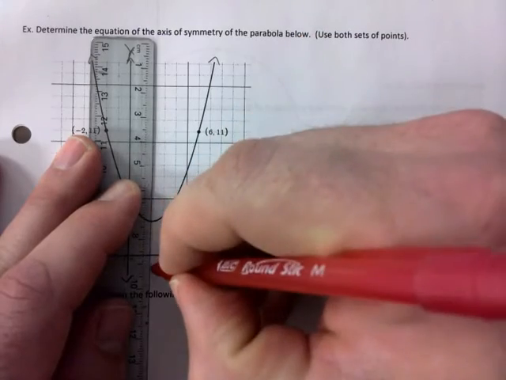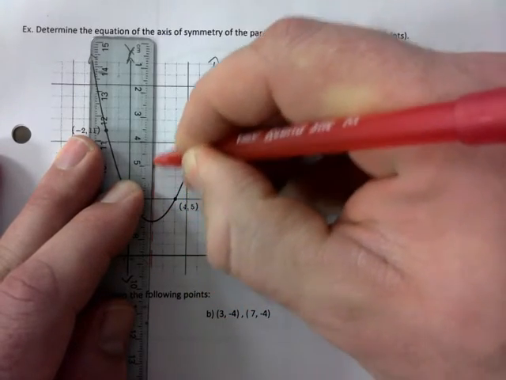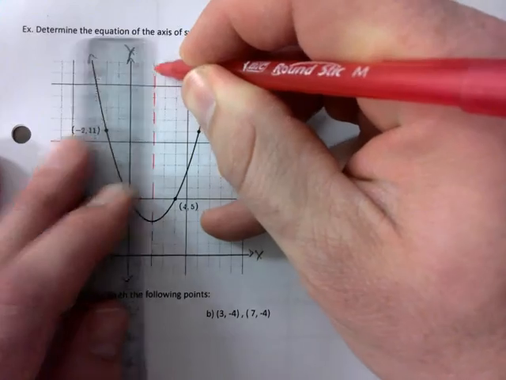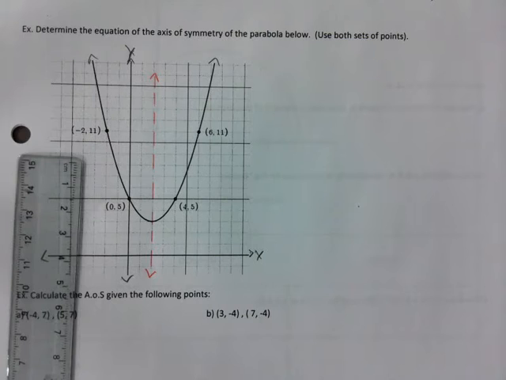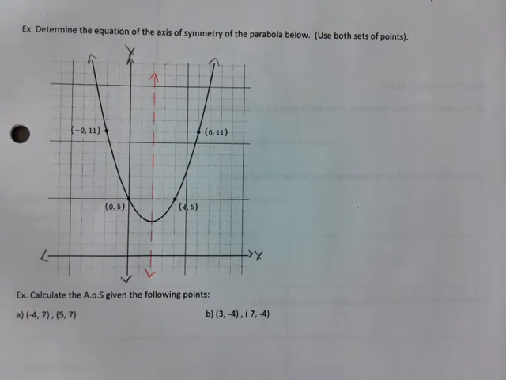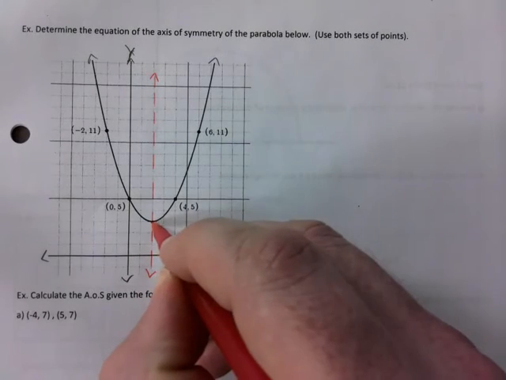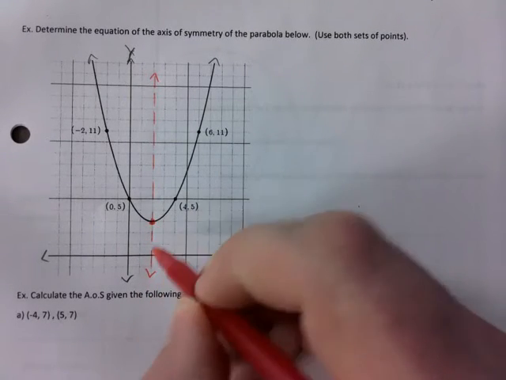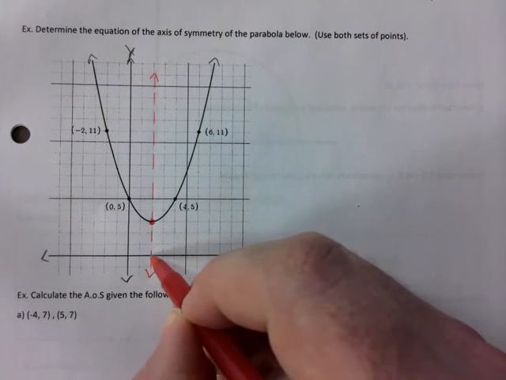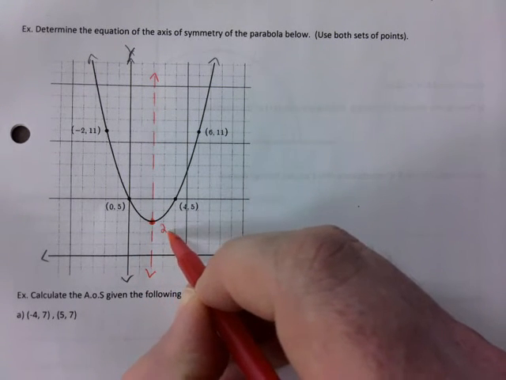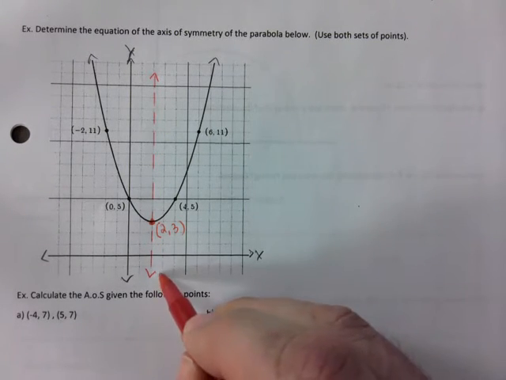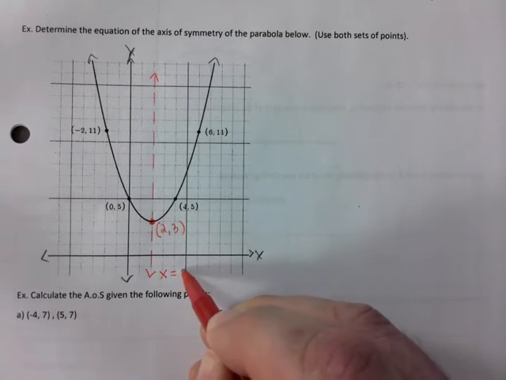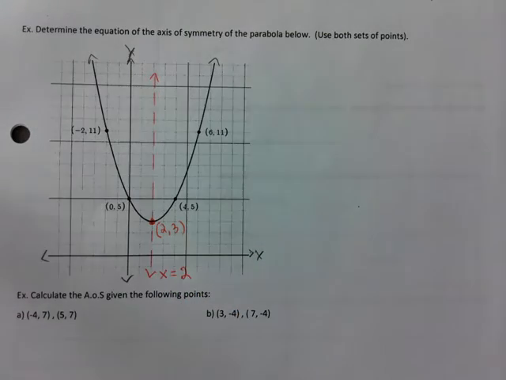I'm going to actually graph my axis of symmetry. Graph the axis of symmetry right down the middle, and let's state the vertex here. The coordinates of this vertex would be 2, 3, right? The coordinates of the vertex is 2, 3. Therefore, that line, the axis of symmetry, would actually be x is equal to 2.